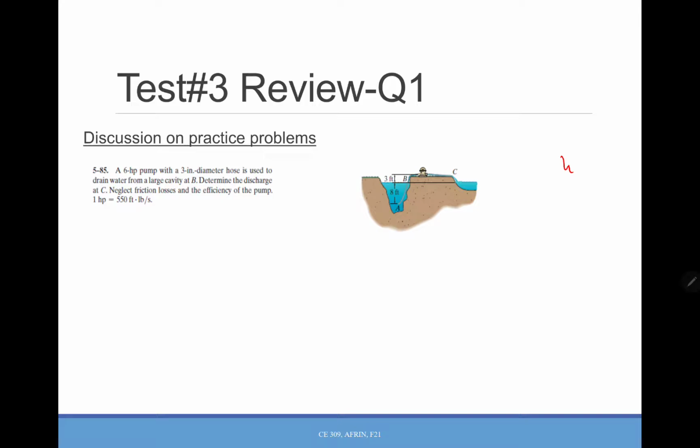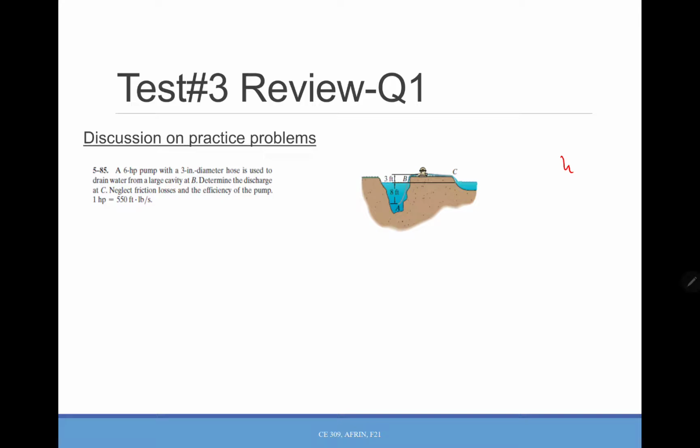And now in this video, I will go through the practice problem steps so that you can start working on that. So for the very first one: a 6 horsepower pump with a 6-inch diameter hose is used to drain water from a large cavity at B. Determine the discharge at C, neglect friction losses and the efficiency of the pump.